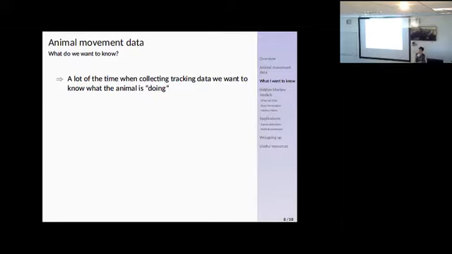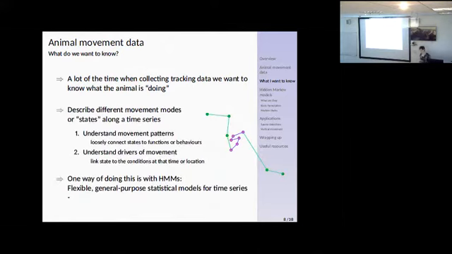So a lot of the time when we are analyzing animal movement data, we want to know what the animal is doing. In some cases, people actually want to get a better idea of location, and that's the situation with the shark data. But often you want to get at behaviors, as it were. And to do this, we can describe different movement modes or states along a time series. There are generally two reasons you might want to do this. One is to understand the movement patterns themselves, to see what the modalities are in the data. And the other is to understand the drivers of movement, and you can do this by including covariates in your HMM.